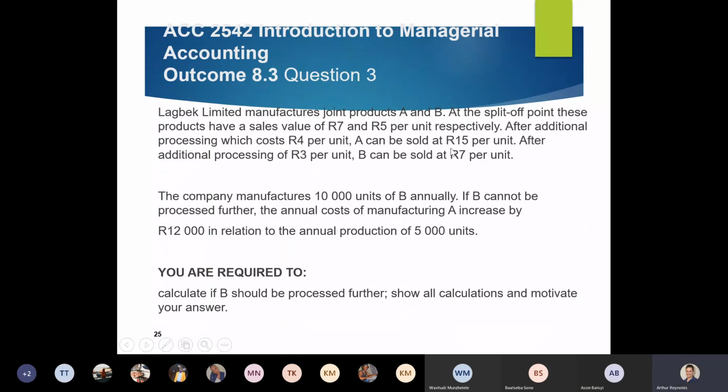The company manufactures 10,000 units of B annually. If B cannot be processed further, the annual cost of manufacturing A increases by 12,000 Rand in relation to the annual production volume of 5,000 units. So we must now calculate if B should be processed further and show all calculations and motivate your answer.